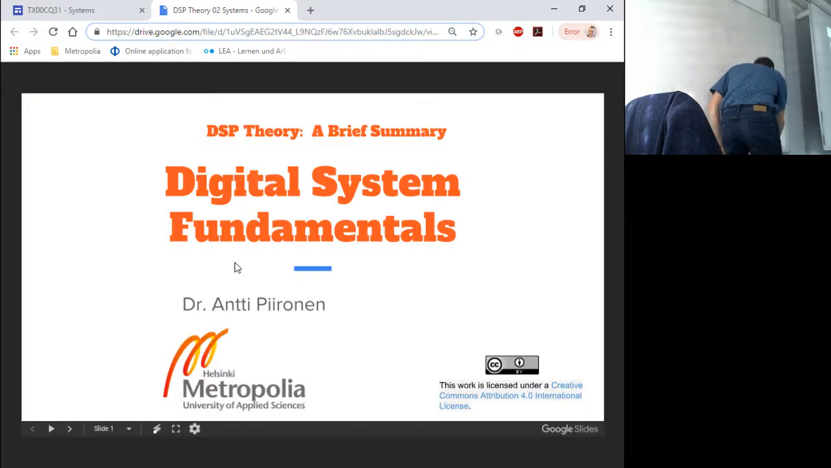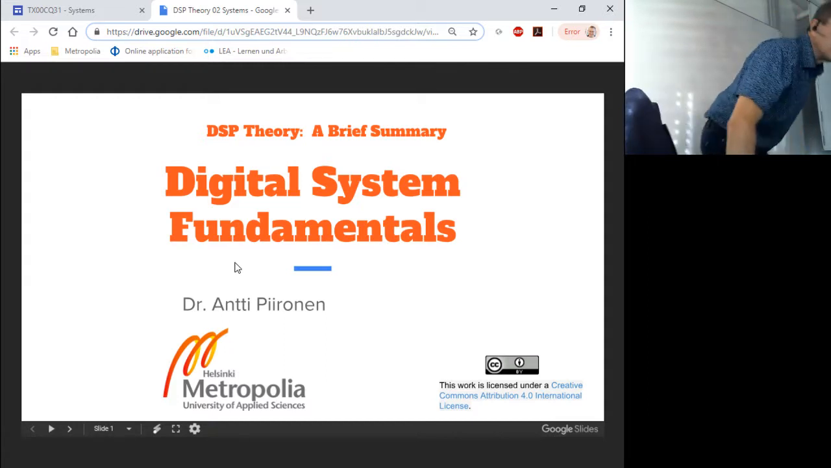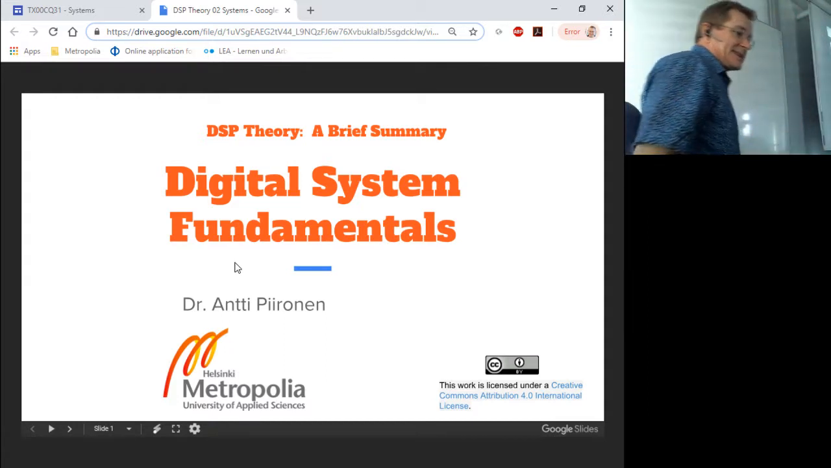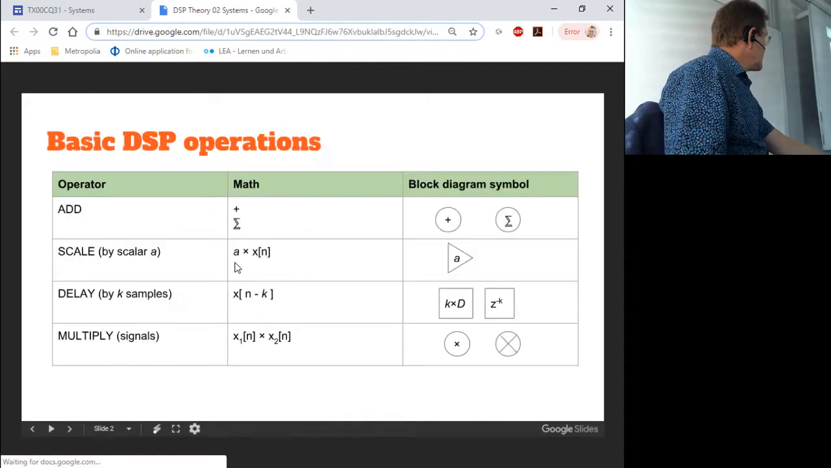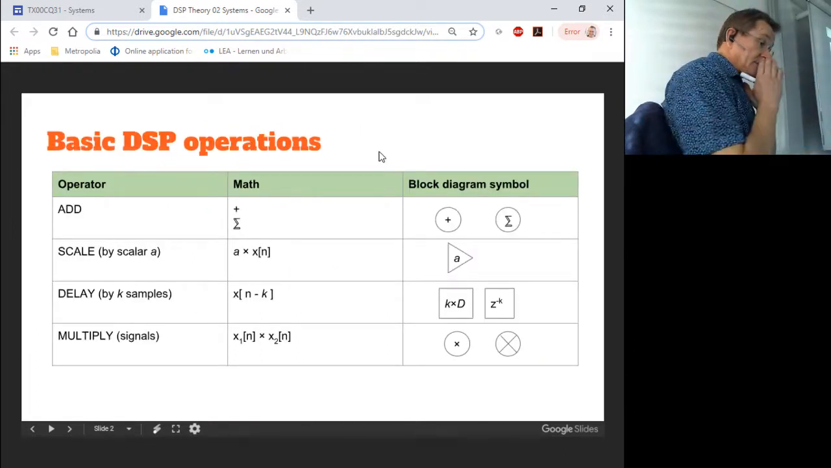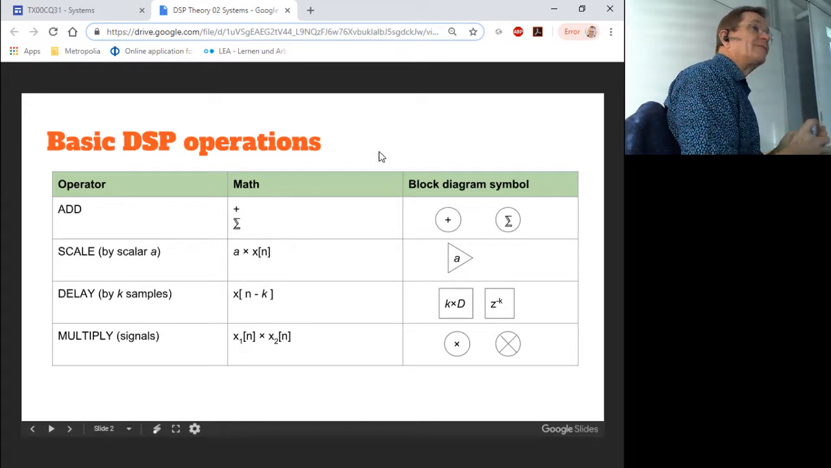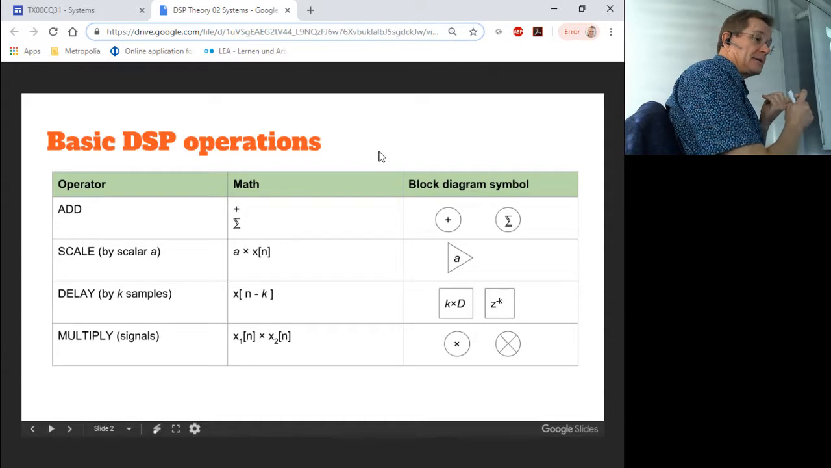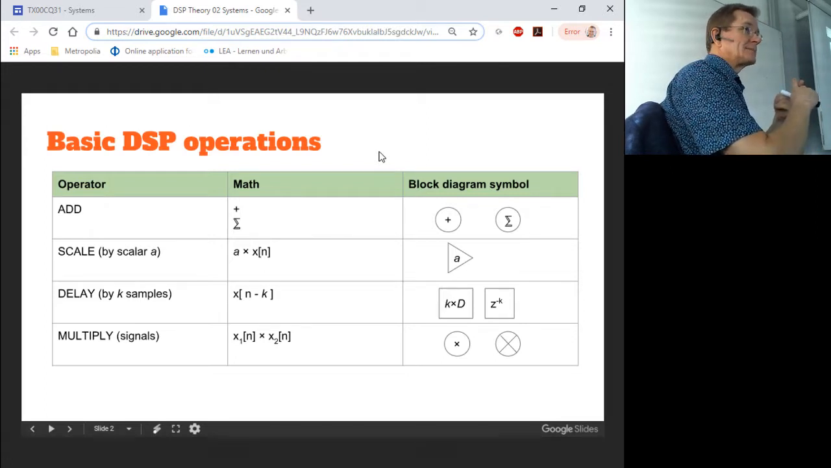Okay, so about the digital system fundamentals, the basic operations on digital signal processing, there are only four. Add, scale, meaning multiplying with the scalar, a constant number, and then delay, and then mix, meaning the multiplying signals. Okay, that's it. That's all what are needed.